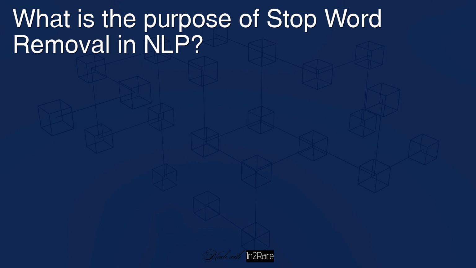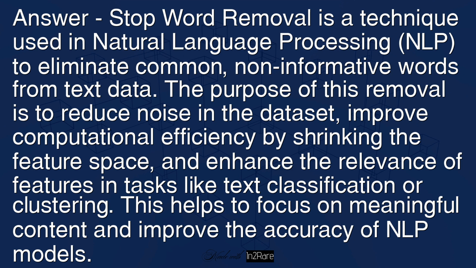What is the purpose of stop word removal in NLP? Answer: stop word removal is a technique used in natural language processing (NLP) to eliminate common, non-informative words from text data. The purpose of this removal is to reduce noise in the dataset, improve computational efficiency by shrinking the feature space, and enhance the relevance of features in tasks like text classification or clustering. This helps to focus on meaningful content and improve the accuracy of NLP models.